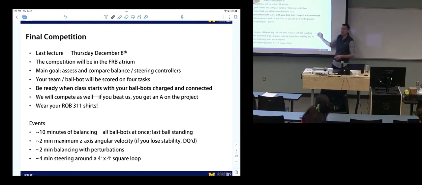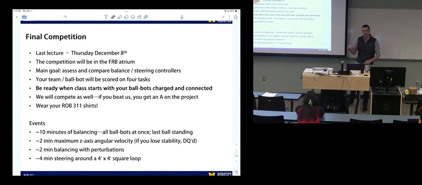There's 4 tasks. First, 10 minutes of balancing, that's the last ballbot standing, however many are still standing after 10 minutes. Second, 2 minutes to find your maximum z-axis angular velocity without toppling over, so we'll do a 2-minute trial, save your data and analyze it, and enter your maximum velocities in our little leaderboard application. Third, 2 minutes of balancing on a surface that is shaking, a perturbation-based balance test. And the last thing is you have to steer around a 4-foot by 4-foot square loop, and you get points for how many sides you get around that loop.